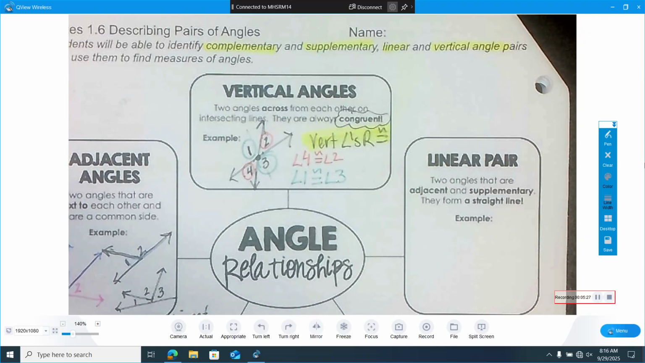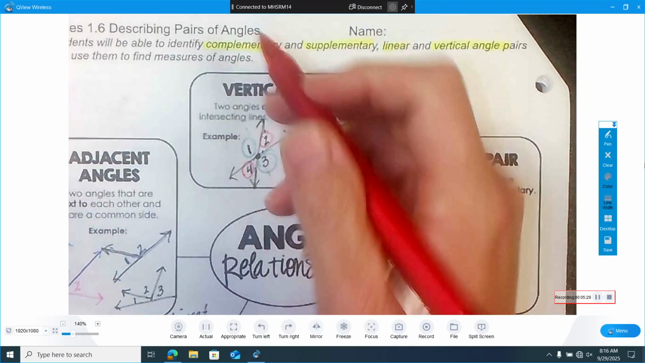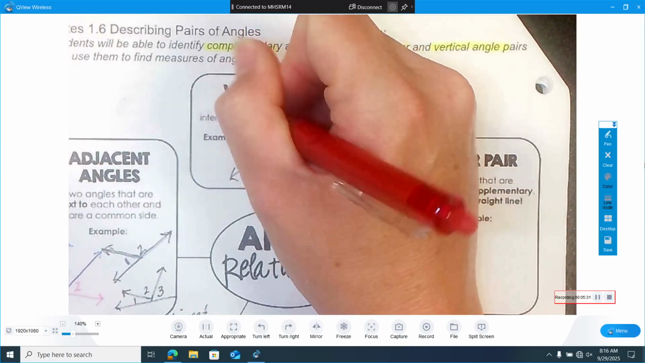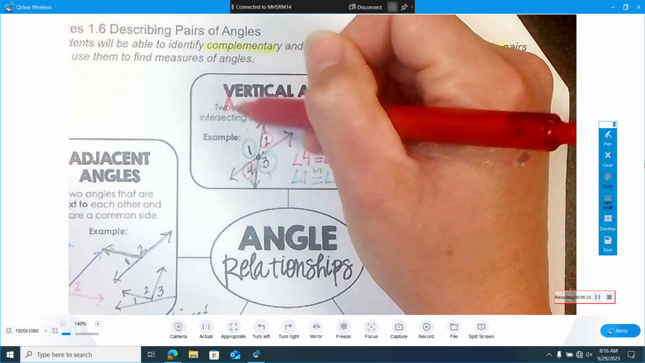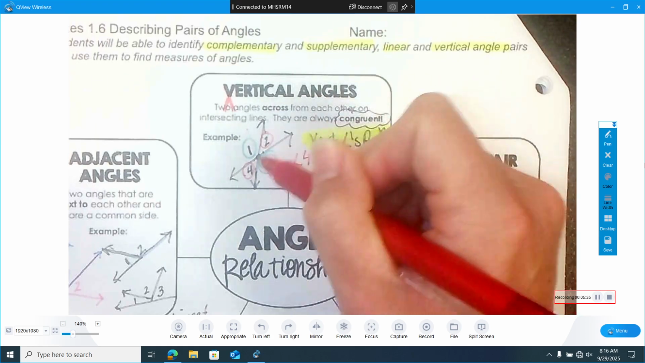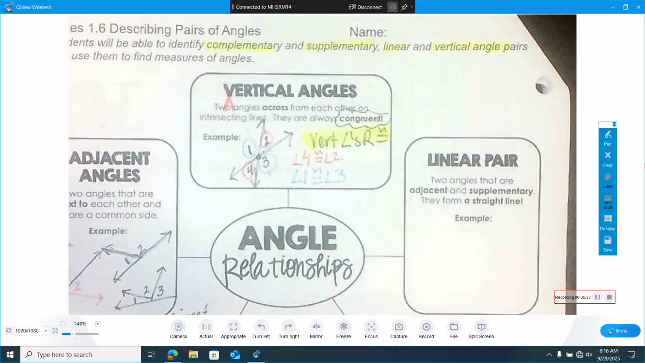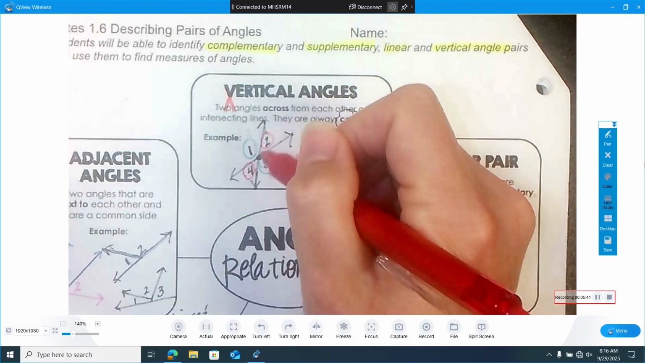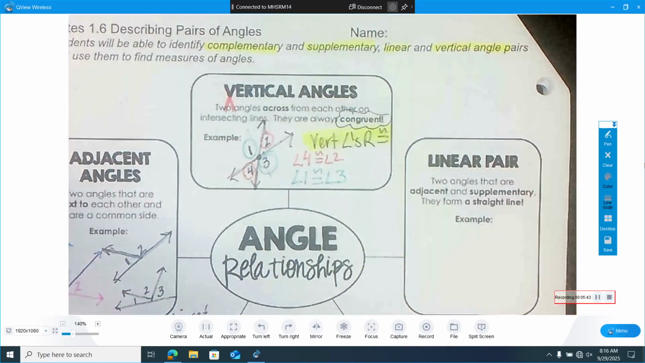So vertical angles, maybe you can think about it like the V is for vertical. You see the little V's? So these little opposing V's, maybe that's a good way to remember that those are vertical angles. You see the V there and the V there. Yeah? Okay. All right.